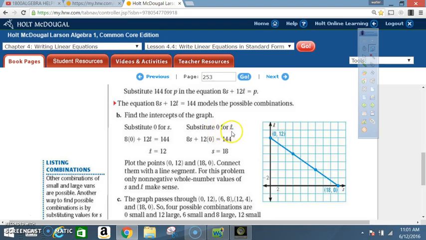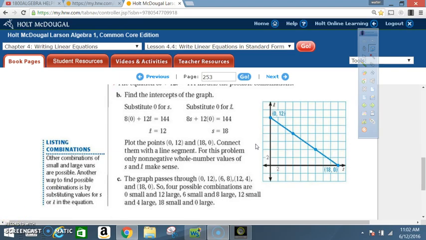Next, substitute 0 for L. So now we have L being 0, and we can find the S intercept. 8S plus 12 times 0 is equal to 144. 12 times 0, that's gone. We want to get S by itself, so we divide by 8 on both sides. 8 divided by 8 is 1, and you're left with just S. 144 divided by 8 is 18. So L is 12, and S is 18. We plot 12 here, that's 0, 12, and we plot 18 there, that's 18, 0.